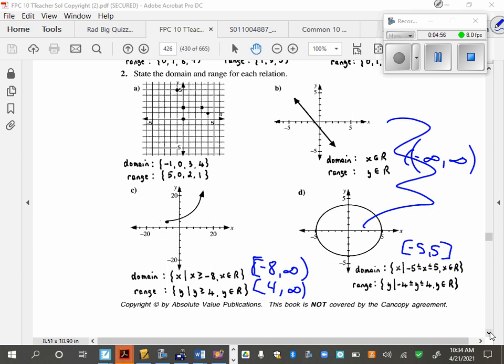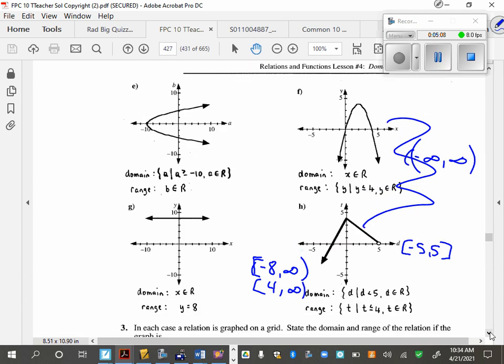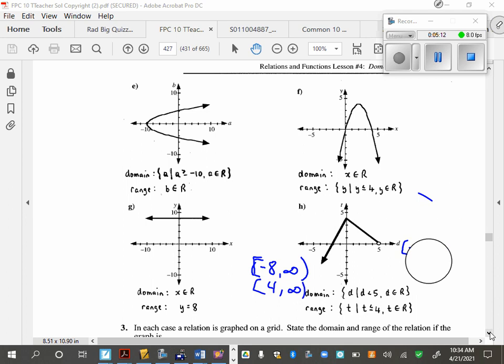Or no, there's still E, F, G. Never mind. A few more questions, EFG, you can look at. And then if you want to change your answers for the day of the quiz, you can. G is a new one. Goes forever left and right. So domain is negative infinity to infinity.